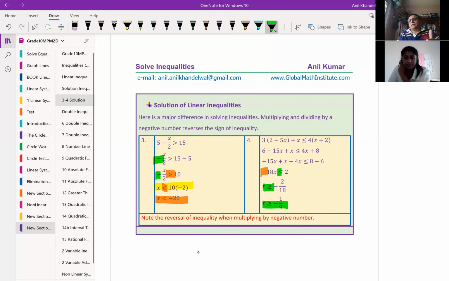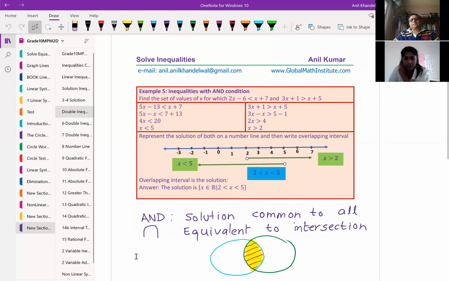Correct? Once you get the solution, you can always perform the zero test to see whether your solution is right or wrong. Is that clear? Now, I've taken up examples where we have two different inequalities simultaneously being solved. So, can you please read this question for me?